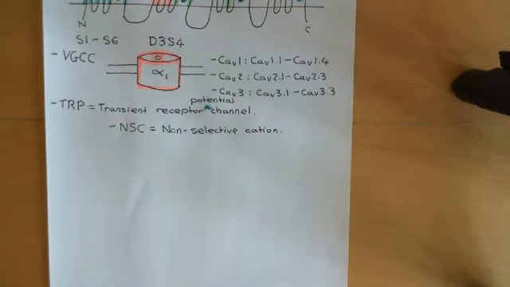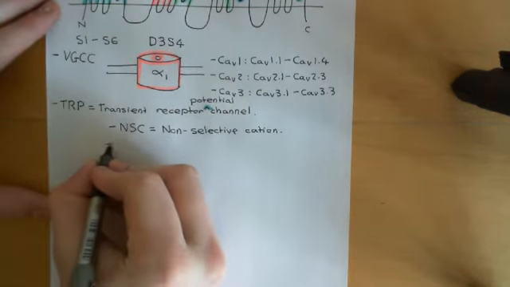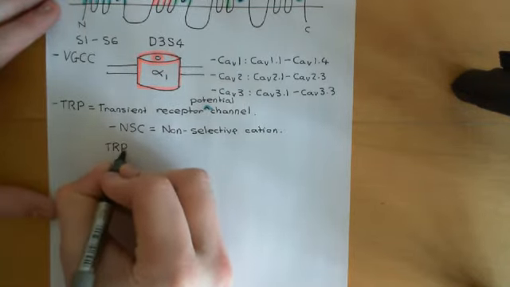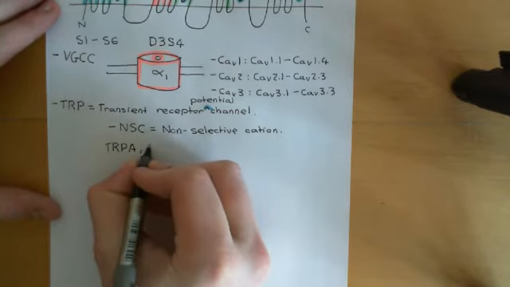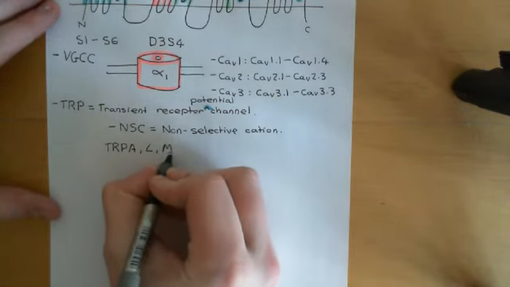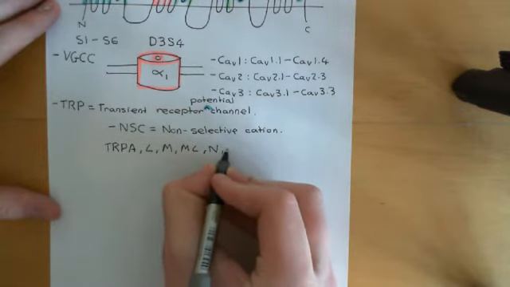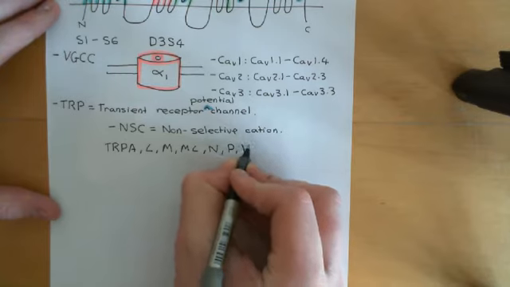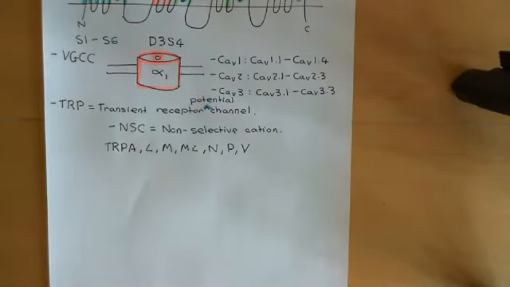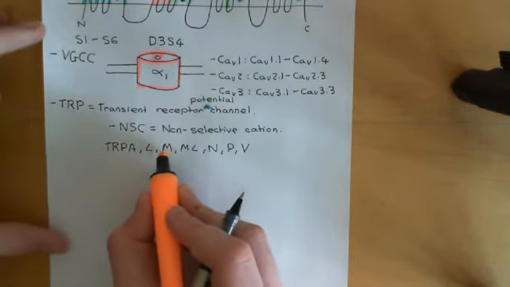Let's have a look at the different members of the transient receptor potential channel family. The subunits of transient receptor potential channels are divided into 7 major families. Let me tell you about these 7 major families now. There is the TRPA family, the TRPL family, the TRPM family, the TRPML family, the TRPN family, the TRPP family, and then finally the TRPV family. The examples that we're going to see later on are from the TRPM family.